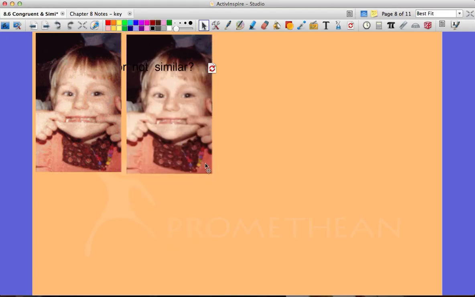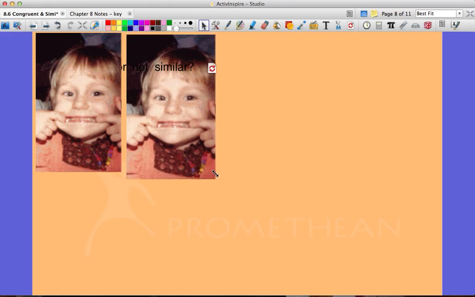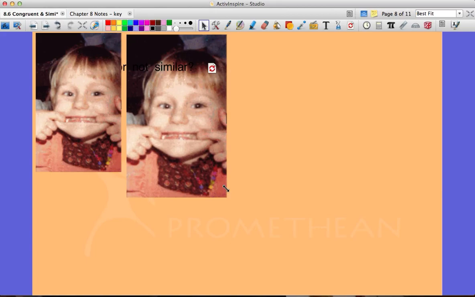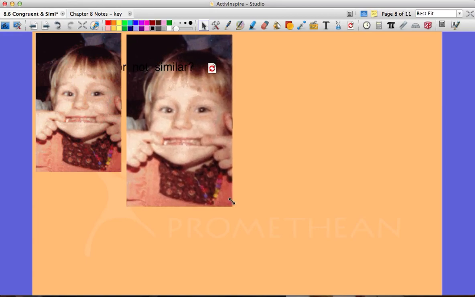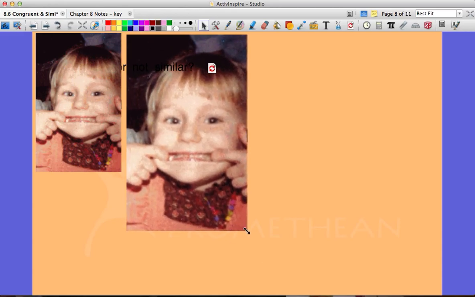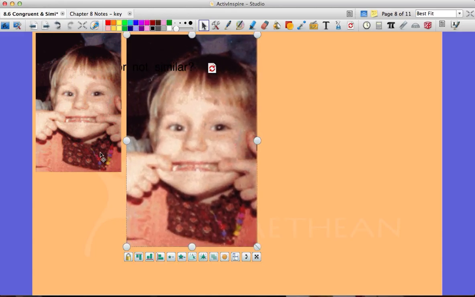In order to keep the picture similar, I have to do to one side what I do to the other. So if I make this taller, I also have to make it wider. So if you look, I'm going slowly. As it's becoming taller, it's also becoming wider. These two pictures would be considered similar figures.